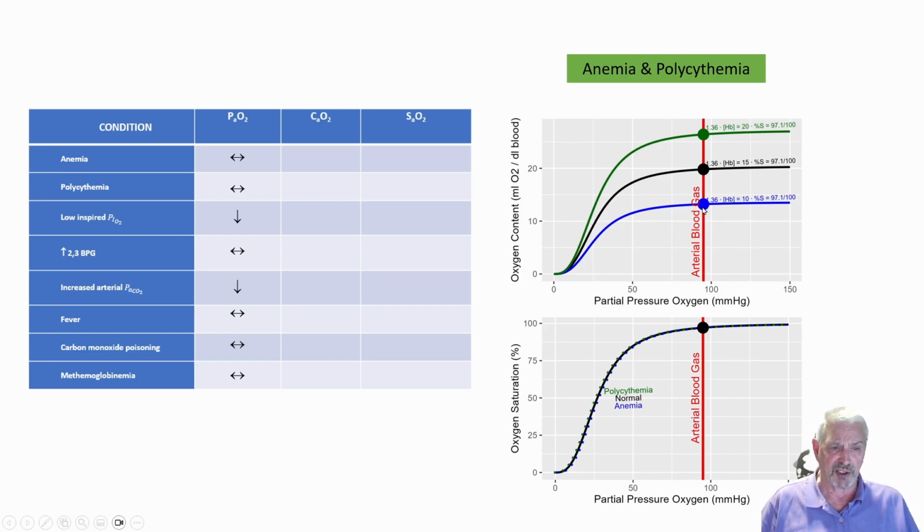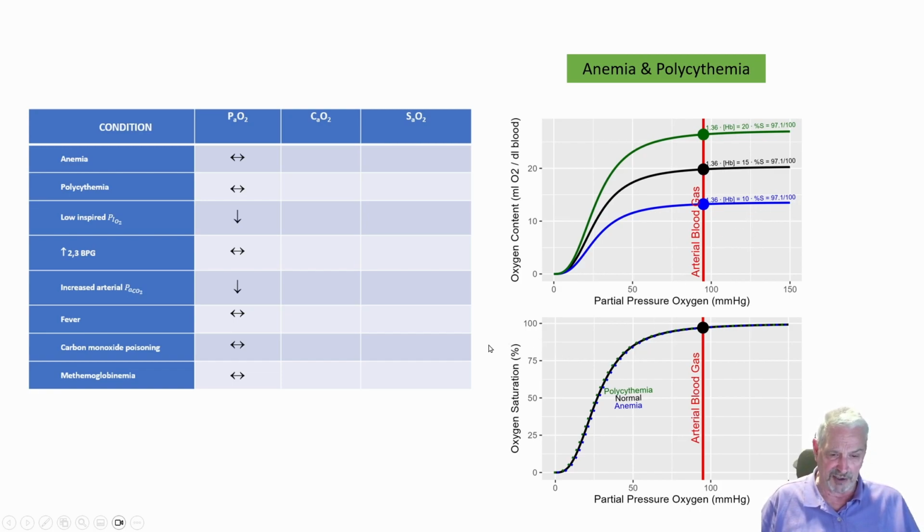But what about saturation? Saturation represents the percent of the binding sites on hemoglobin that are occupied. And we have a normal amount of binding sites, more binding sites, less binding sites, but the percentage of the binding sites just depends on where we are on the oxygen dissociation curve. And in all three cases, we're on the plateau, so the saturation is about 97 or 98% when we're on the plateau portion of the curve.